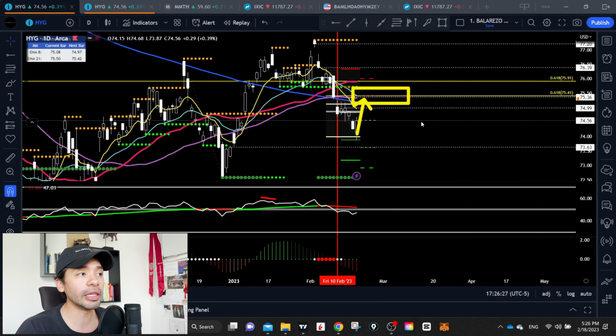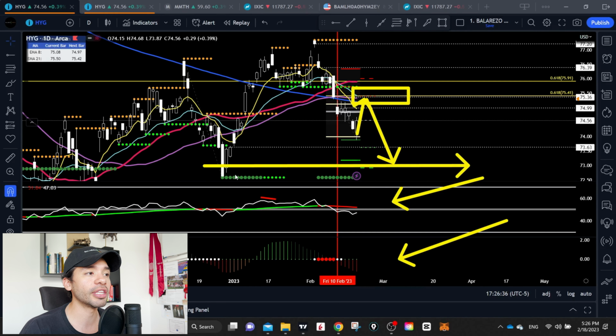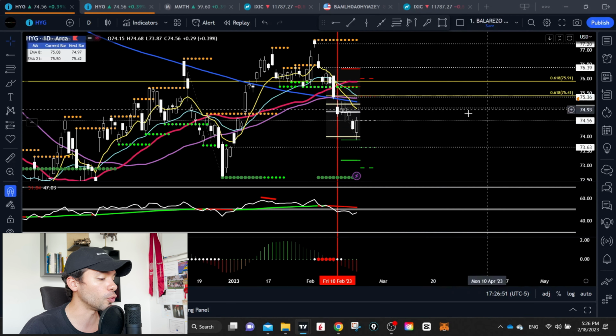Given the probability of my indicators and the price action, I think that we're probably going to get rejected. If we happen to get rejected, look for a retest of these lows right here, somewhere around 73. If that happens, I'm expecting some downside after a bounce in the market, in the S&P 500. So keep that in consideration. I think this is a very, very important chart that we need to watch.